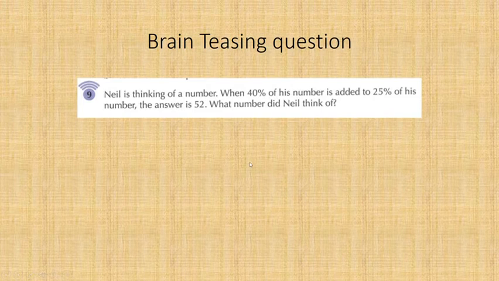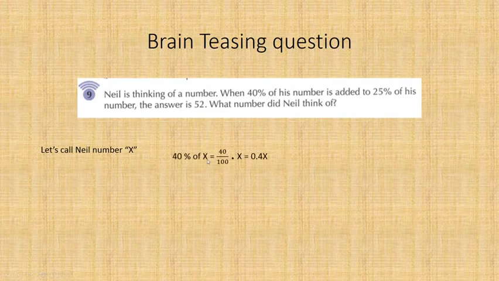Okay, so let's start here together. Here, 40% of the number, let's first call his number a name. Let's call Neil's number x. And I need to get 40% of his number, so 40% of x means 40% times x. It's better to change this 40% into a decimal. So I'm going to move the decimal point 2 steps to the left, 1, 2. So it's going to be 0.4x. So this is 40% of x.